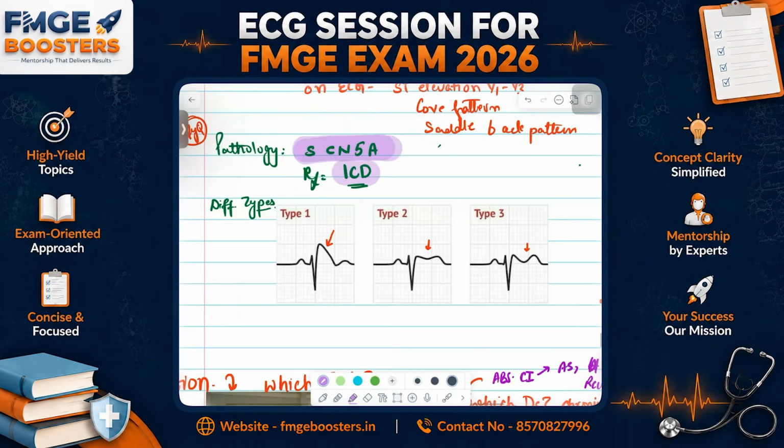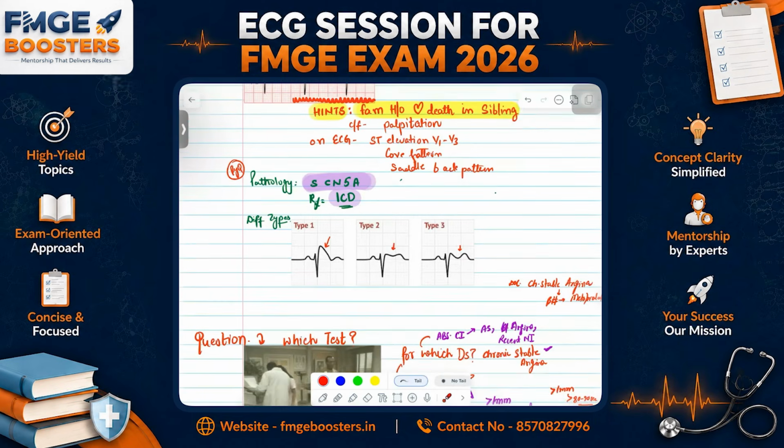We have 3 types. In type 1, it is important. It has come only once in the exam, so you just need to know. In type 1, we have the coved pattern, whereas type 2 will be the saddleback, starting of the settling, and type 3. Do you see this, guys? It is looking like 3, right?